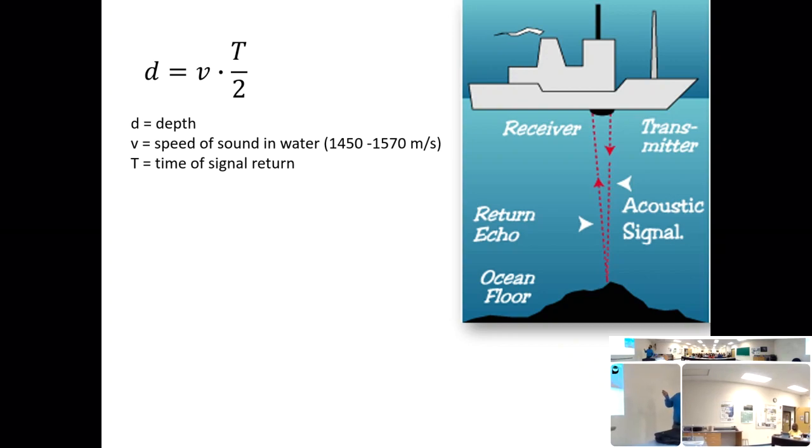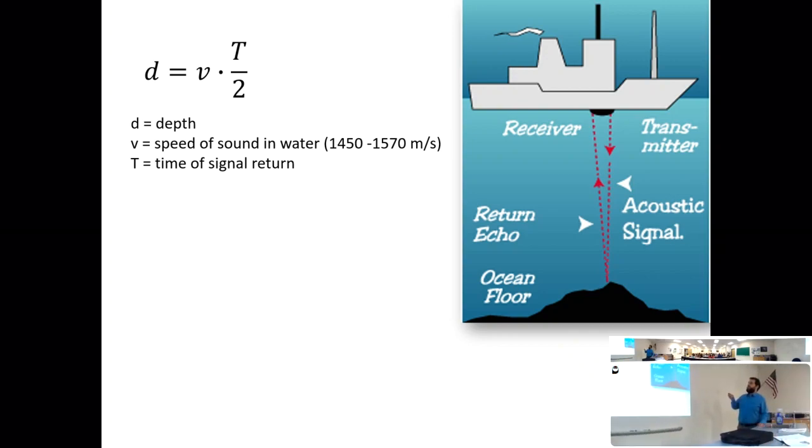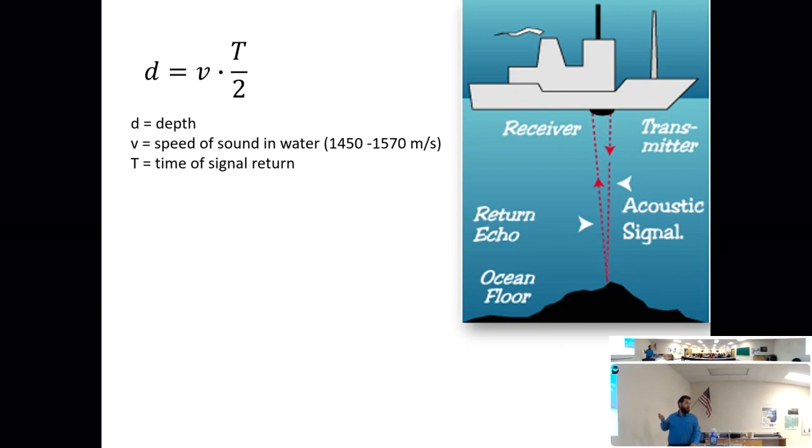So let's say a boat emits this sound signal, an acoustic signal, okay? It's going to travel through the water depths, bounce off, and return. So you see that the longer it takes for the sound signal to return, the deeper the ocean. But remember that the sound signal has to make two trips, right? Do you all see that? It has to go down, and it has to come back up.